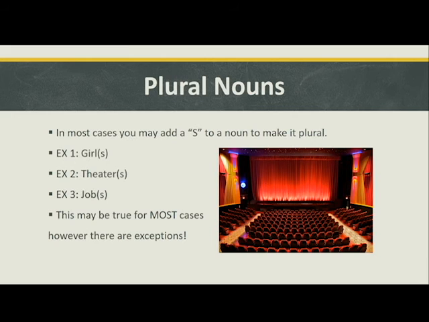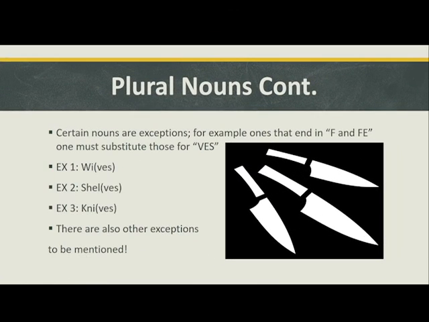But there are exceptions. We have, for example, knives, wives, shelves, where we change the F and the FE and add VES to turn them into multiples. So there's tons of exceptions in English. That would be one of them.